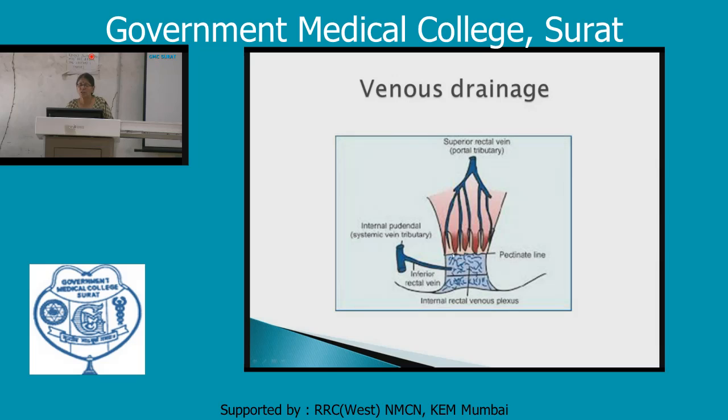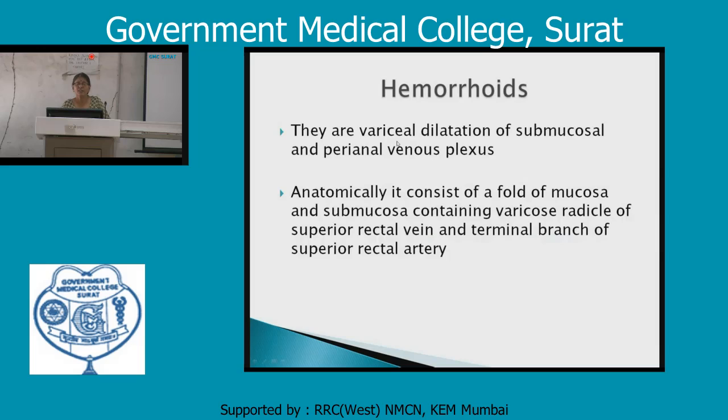So this is the systemic venous system and this is portal. And you know this is a site of portocaval anastomosis. So in case of portal hypertension, this anastomosis can get enlarged. There are varices at this junction and they can lead to hemorrhoids or piles. So what are hemorrhoids? They are variceal dilatation of the submucosal and perianal venous plexus. So the internal venous plexus is in the submucosa. There is variceal dilatation of this.